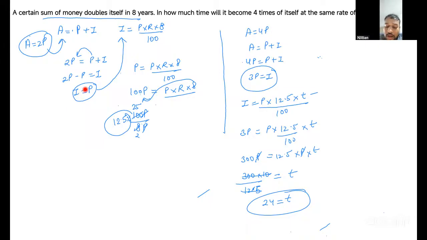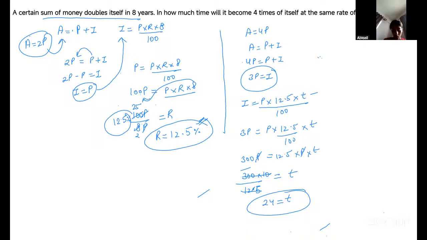Okay. So now instead of I, I wrote P, and P is equal to P into R into 8 upon 100. Now this P will go to the left side, divide becomes multiply, so it becomes 100P. 100P is equal to P into R into 8. Now it is multiplication, it will go divide, and this P will cut. So I got rate as 12.5 percent. Did you understand, guys?